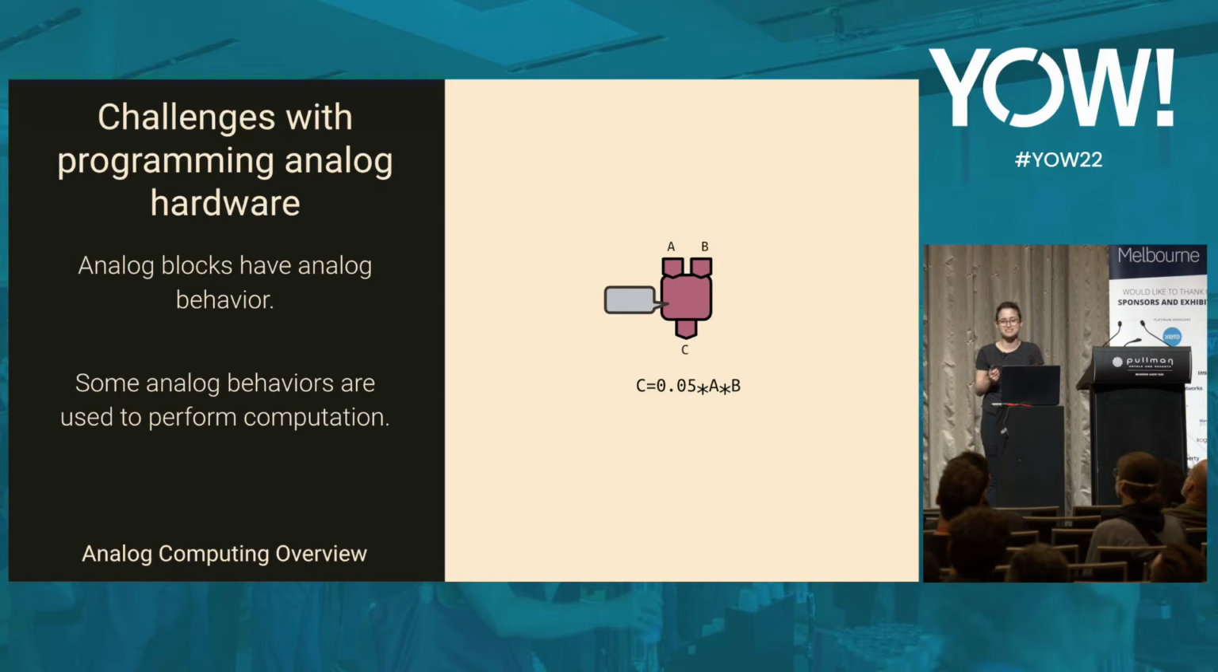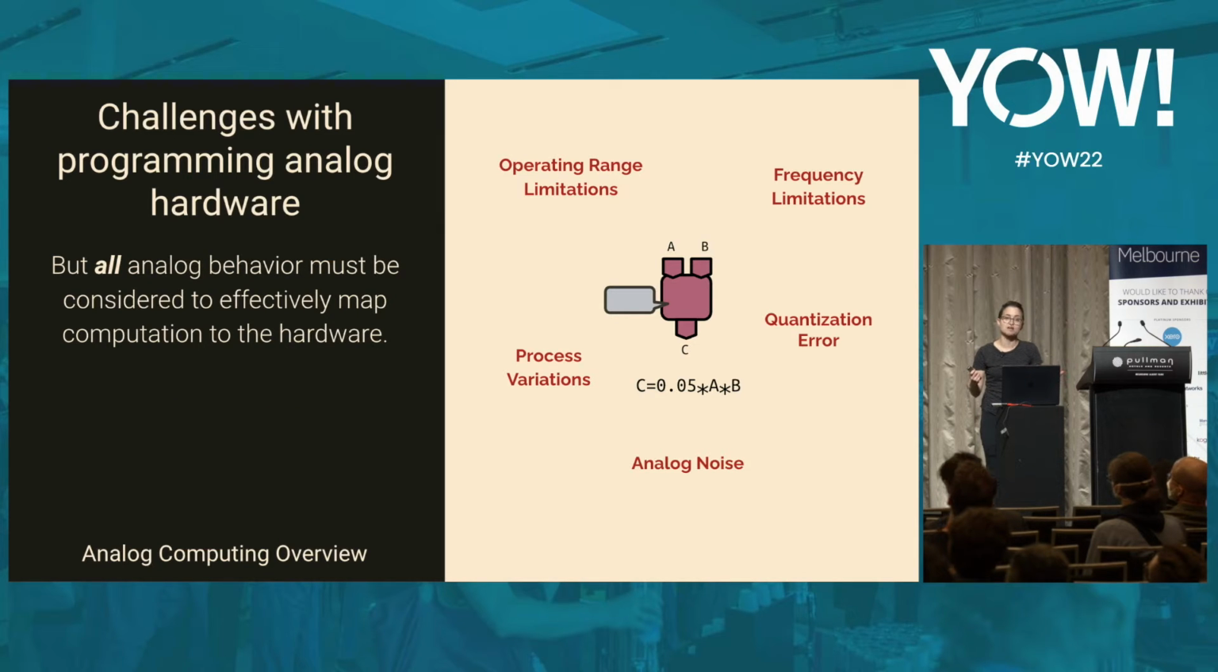It's not enough for you to consider the basic functional behavior of the block. That's because, if you remember from earlier, the analog hardware is prone to a lot of physical behaviors, and we're only using a subset of them to do computation. So in addition to having to consider the basic input-output relation implemented by our block, you also have to consider all of the analog behaviors that might influence your computation.